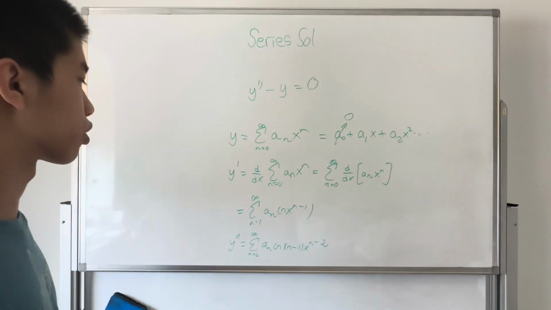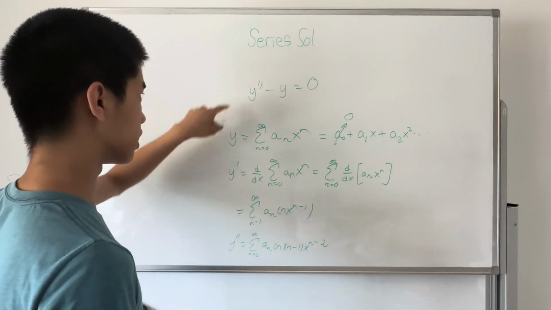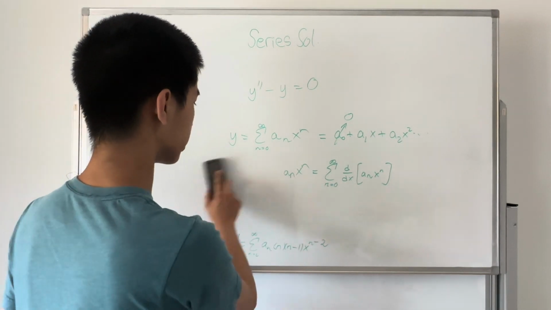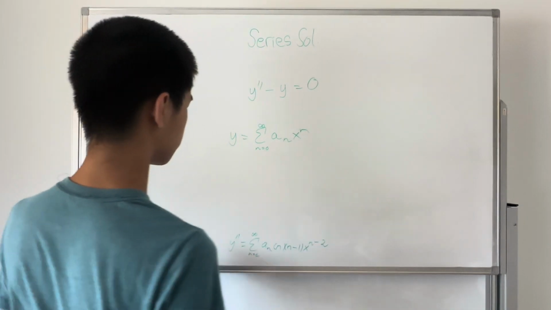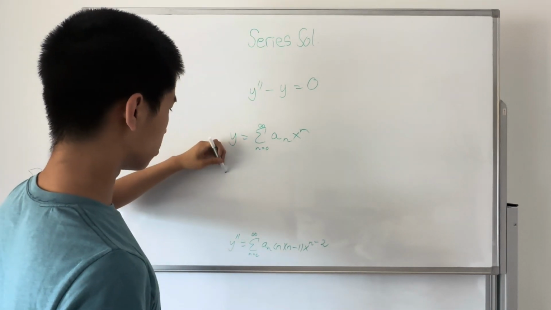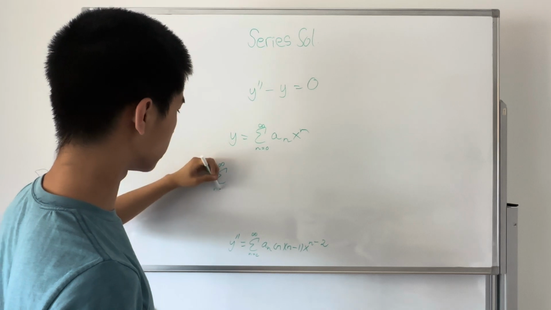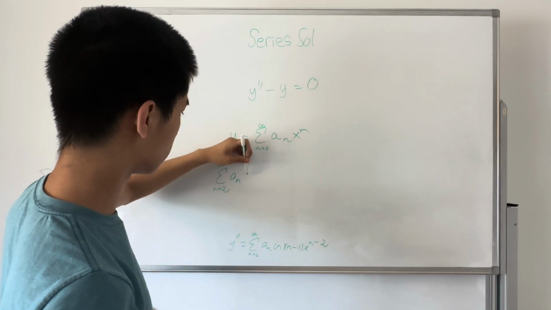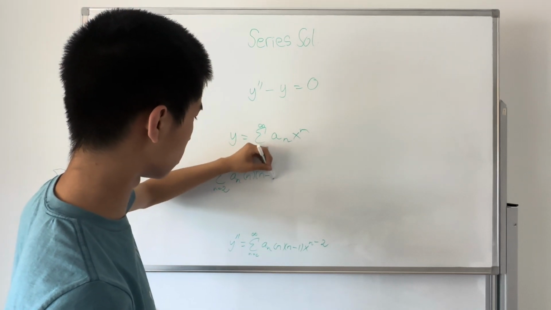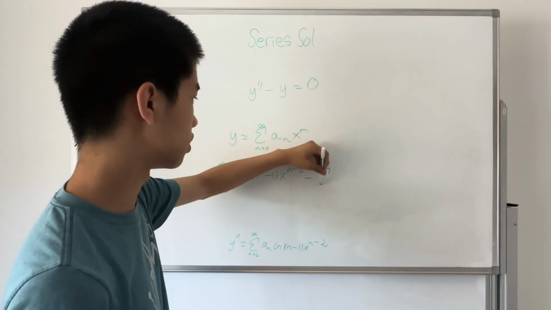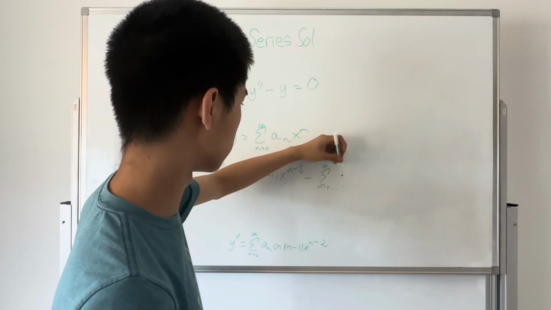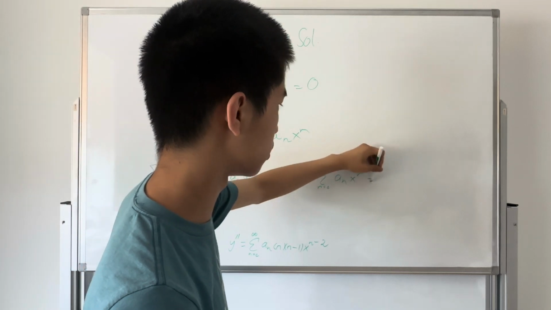Okay, so to progress, we can plug y double prime and y into the differential equation. So let's do that. So we have the sum from n equals 2 to infinity of a of n, n times n minus 1, x to the n minus 2, minus the infinite series, n equals 0 to infinity, of a of n x to the n, equals 0.